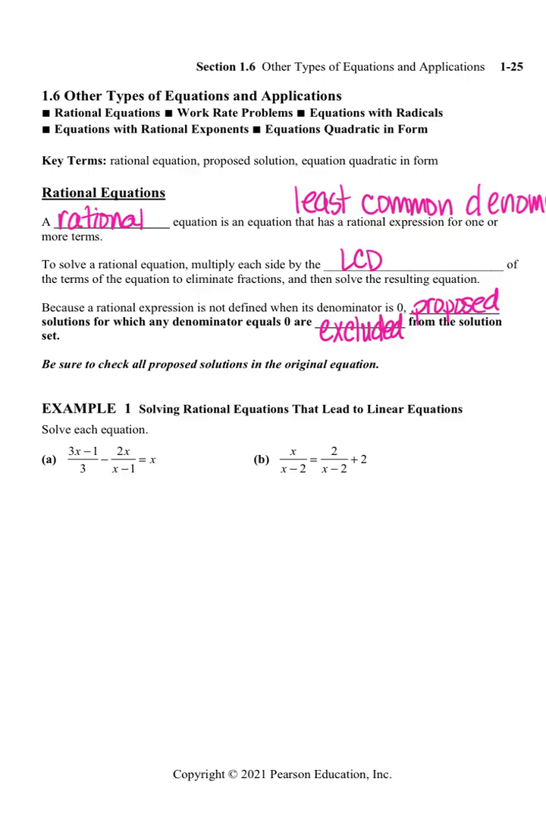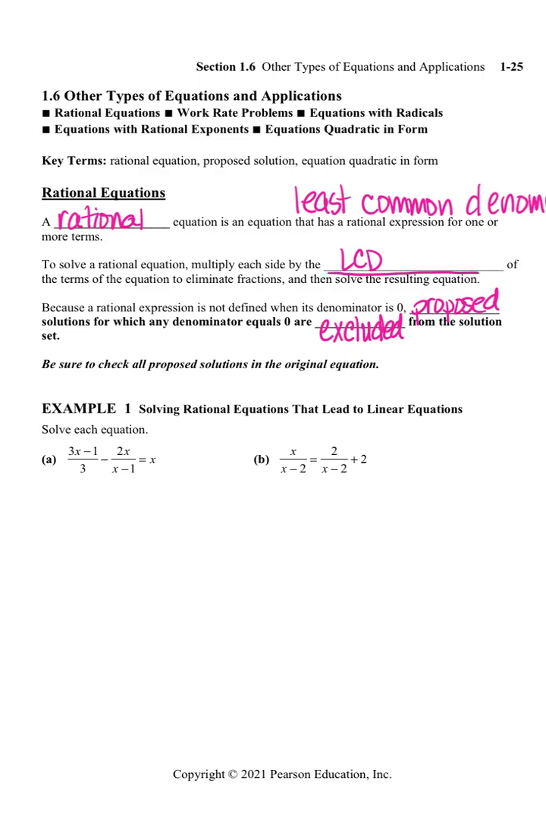So we're going to look at rational equations, work rate problems, equations with radicals, rational exponents, and equations in quadratic form. So to fill in the blanks here, a rational equation is an equation that has a rational expression for one or more terms. To solve a rational equation, multiply each side by the LCD, which is your least common denominator. And you're going to see that here in just a second if you have forgotten.